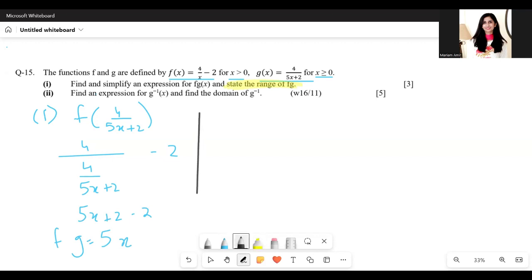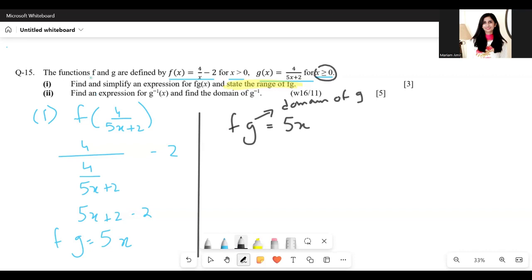Let's write down fg in front of us. So fg is 5x and we need its range. So first you need to check that you have the domain of fg, because domain is what helps us find the range. What do we know about the domain of fg? That the domain of fg lies within the domain of g.